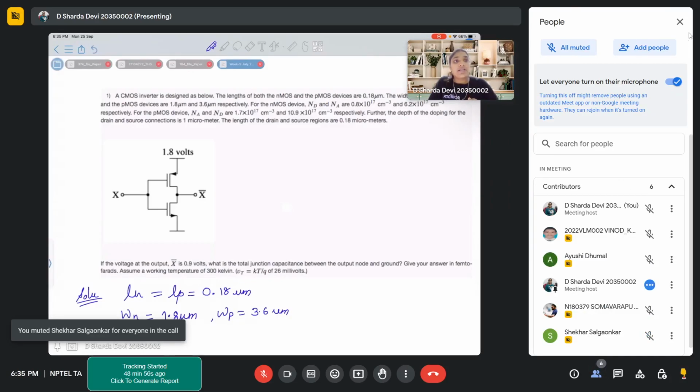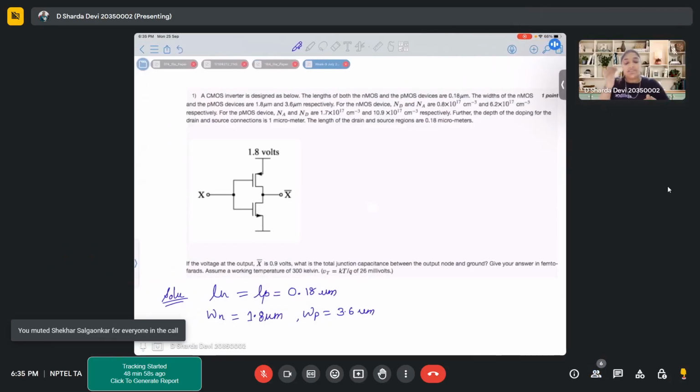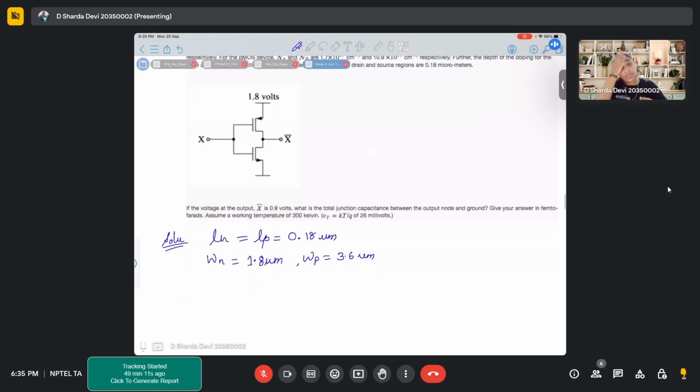Okay. So what I was saying is, since the mobility difference is there, to make your device have that current carrying capability, we increase the width so that we can get equal currents in this type of circuits where they are in series.